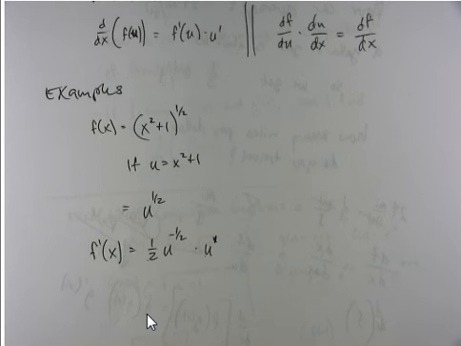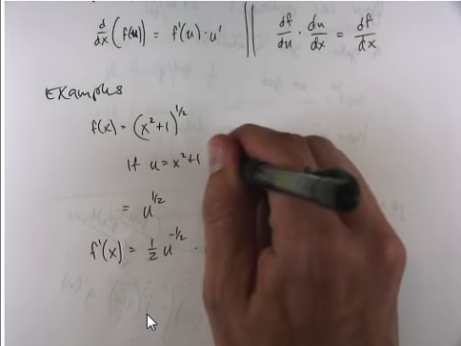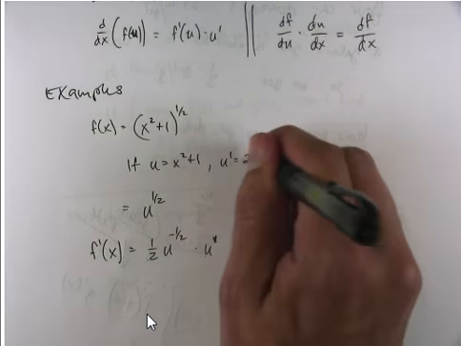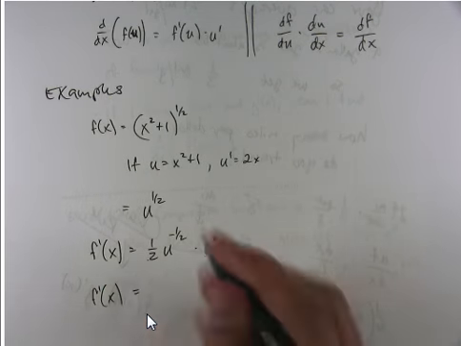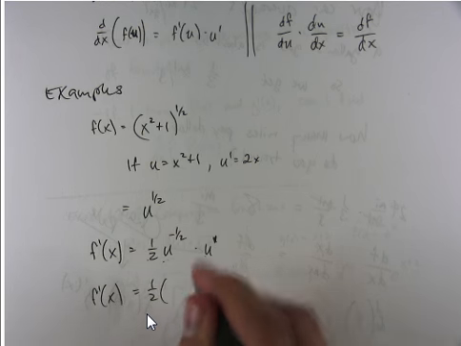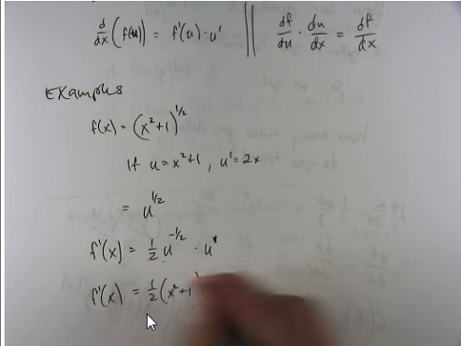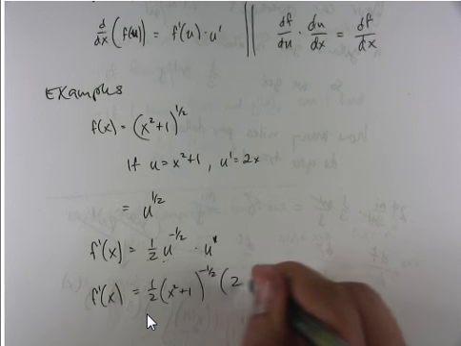What's u prime here? What was u? U is x squared plus 1. So u prime is 2x. Easy to take the derivative. And I'm wanting things to be in x's, so there's no reason to leave things in u's. So this is 1/2 u, and u is x squared plus 1, to the negative 1/2 times u prime, and u prime is 2x.